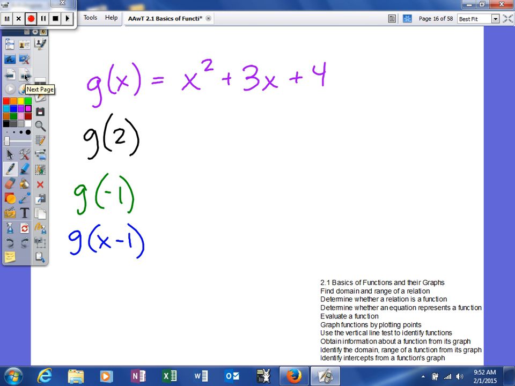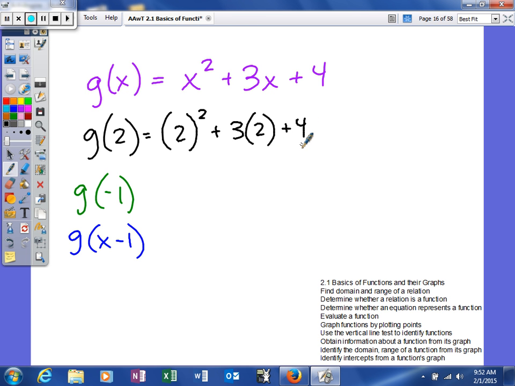Here we have g of x is equal to x squared plus 3x plus 4. Whatever's inside my parentheses, I will replace the x with that number. Now, my function tells me whatever number I plug in, I will square. I will multiply by 3 and add it to x squared, and then I will add 4 to it. So in this first example, I'm trying to find g of 2. So I'm going to take that 2 and replace it in for x here, and also replace it in here.